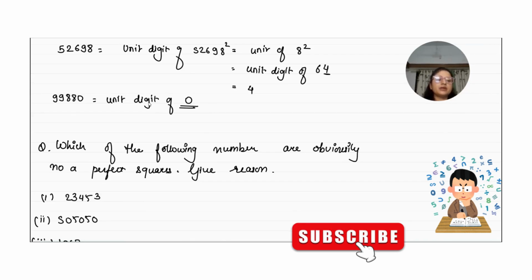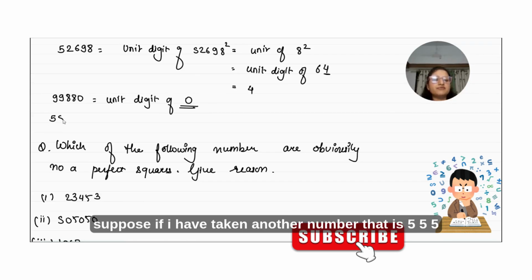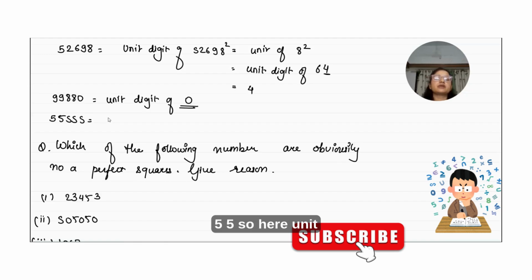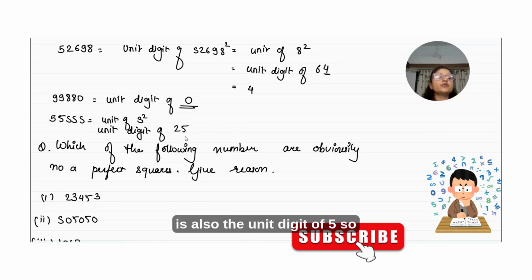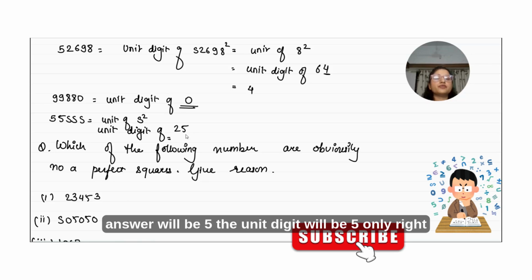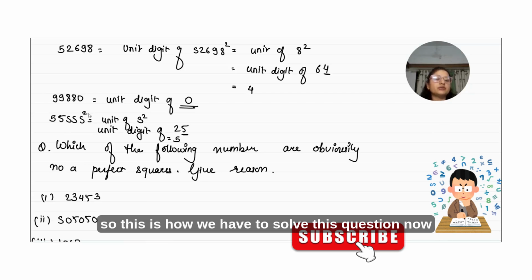Now suppose I have taken another number, 55555. Here the unit digit of 5 square will be the unit digit of 25, that is also 5. So the answer will be 5 only. Right? So this is how we have to solve this question.